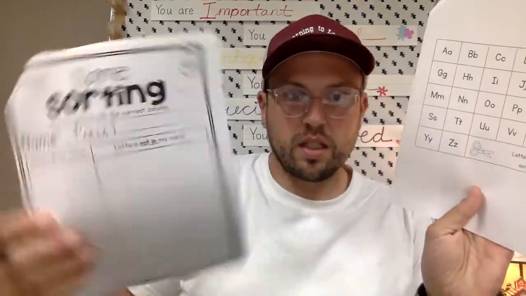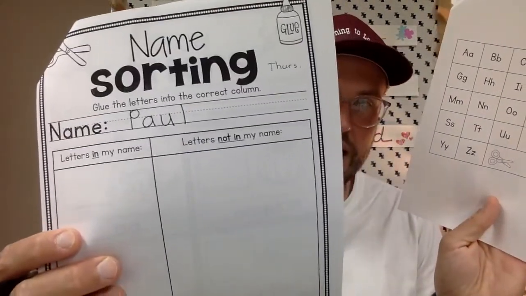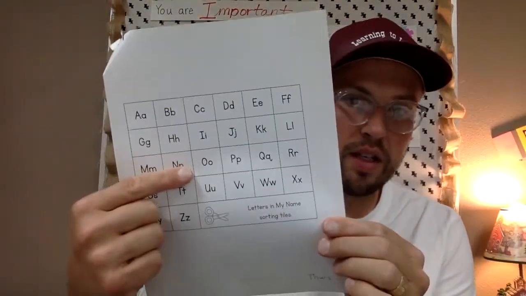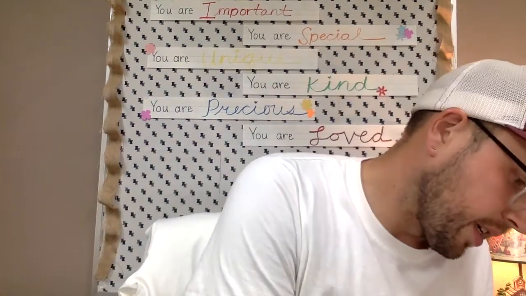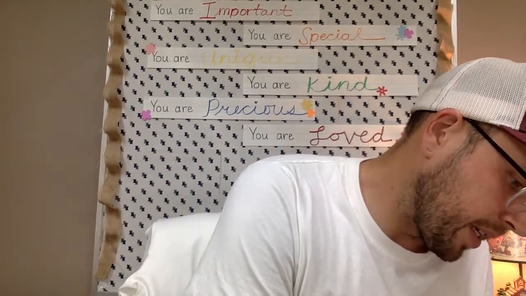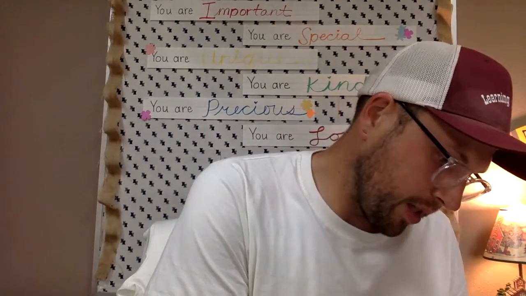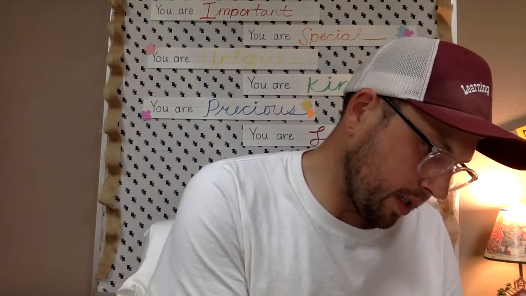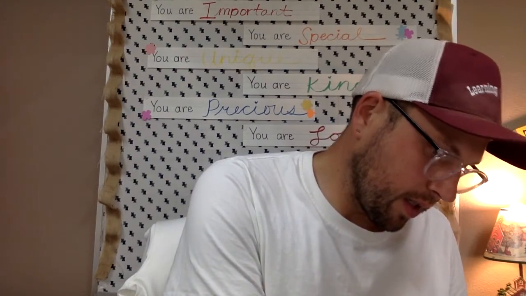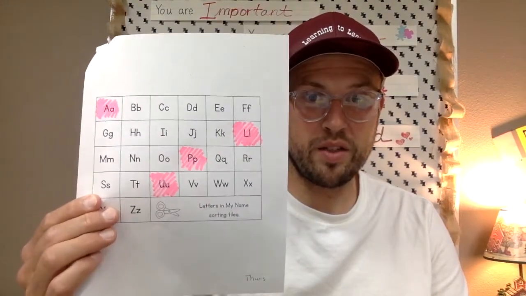Then, so I've got my name written right there next to the word name. Then I'm going to take this and I'm going to find all the letters in my name. And you know what? I've got a handy dandy highlighter here. So I'm going to highlight the letters that are in my name. P-A-U-L. That just makes it easier to see which letters I'm going to cut out. Look how pretty pink those are. So, I'm going to cut those out.